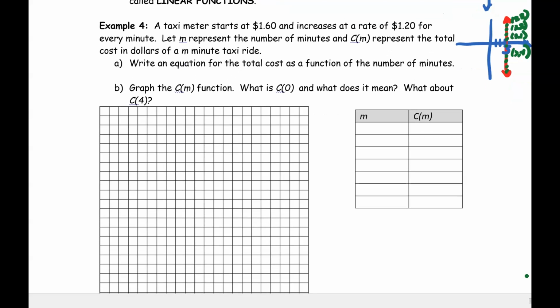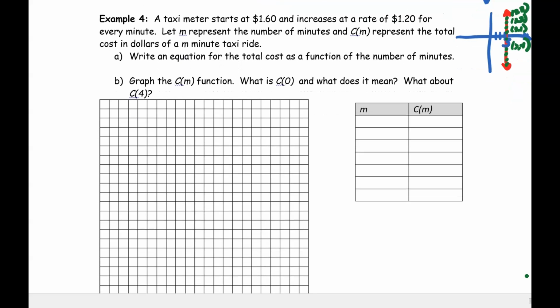So example 4: a taxi meter starts at $1.60. So before you even go anywhere, it's $1.60, and then it increases at a rate of $1.20 per minute. Let M represent the number of minutes and C(M) represent the total cost in dollars. So I've provided a table over here. M is minutes, and then this is cost. Write an equation for the total cost as a function of the number of minutes.